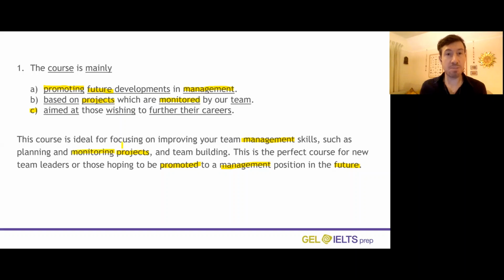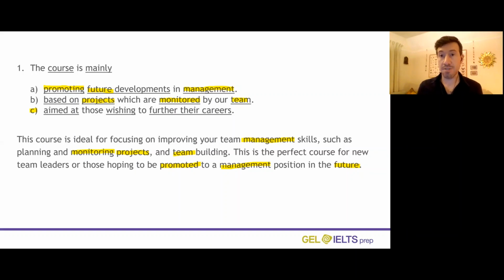But here, monitoring projects is the type of project, whereas here, projects which are monitored by our team. So we've got team again here. These have totally different meanings. This is a project which our team looks at and monitors, whereas these are the types of project. So this is a monitoring project, and this is a team building project. So although it has those words there, they're distractors. So you have to really read the whole sentence to make sure that all of it is contained in there.